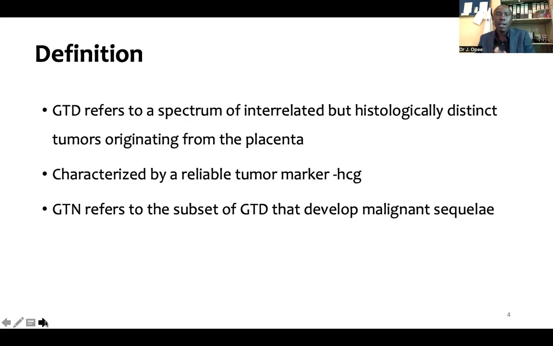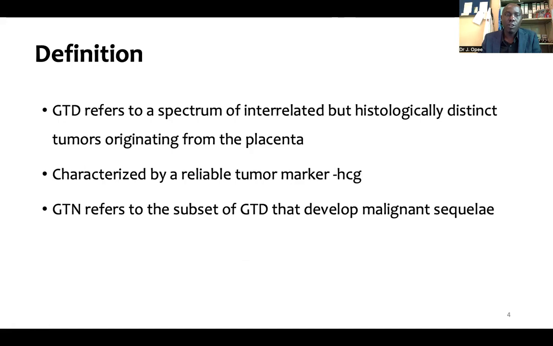Yes, just a matter of definition, you know this already. You are all aware that gestational trophoblastic disease is actually a spectrum of interrelated but histologically distinct tumors that originate from the placenta. And generally it is characterized by reliable tumor markers called human chorionic gonadotropin. We'll see how this comes in.